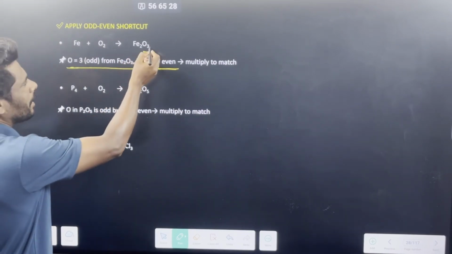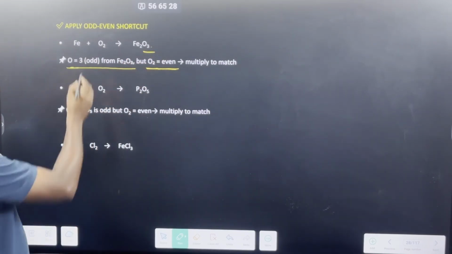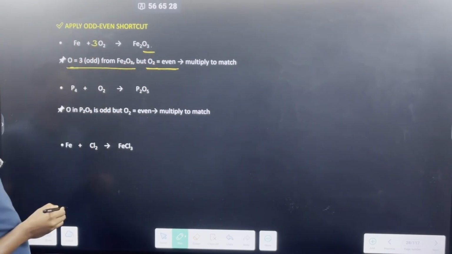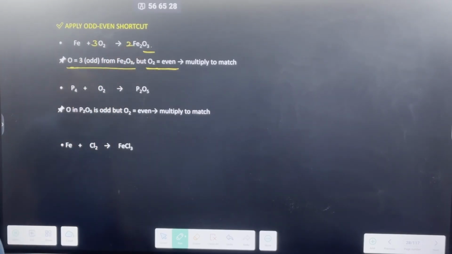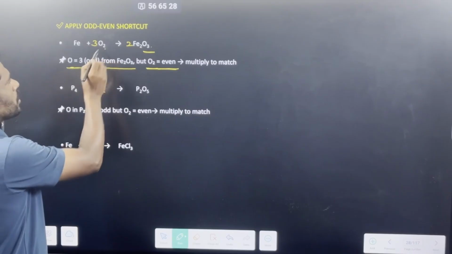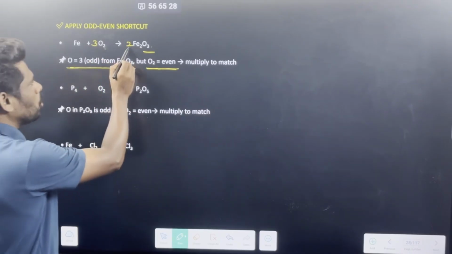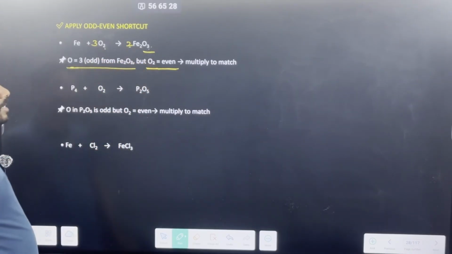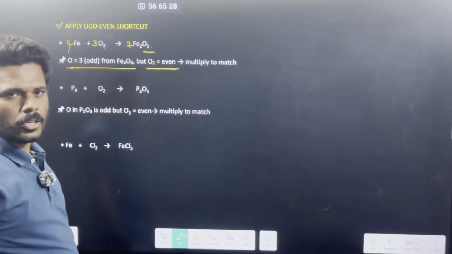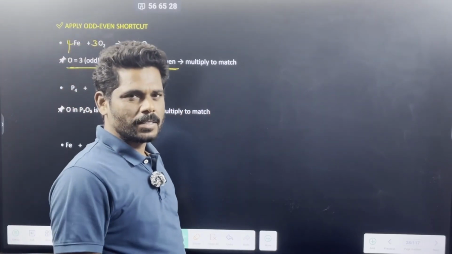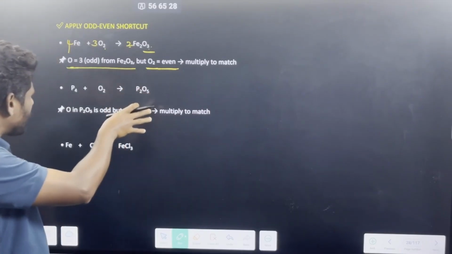Just bring the number 3 here and put it here. Bring the number 2 and put it here. Now 3 into 6, oxygens are balanced. 2 into 3, 6 oxygens are balanced. Now 2 into 2 is 4, and this is a 4. So in a simple way, you can balance this. The same technique can be applied everywhere.